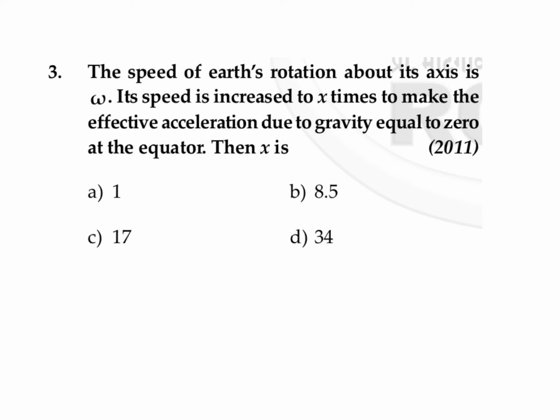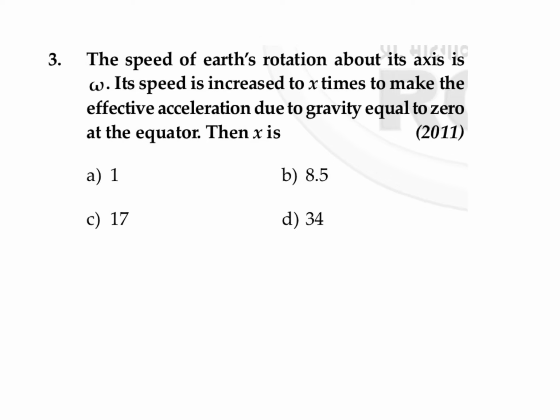The speed of Earth's rotation about its axis is omega. If its speed is increased to x times to make the effective acceleration due to gravity equal to 0 at the equator, then the value of x is.